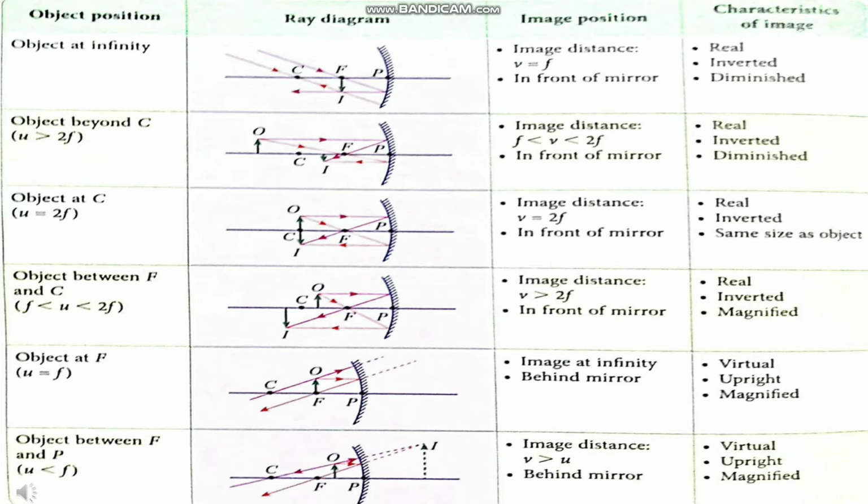Object at F, image at infinity. Object between F and P, image behind mirror, virtual, upright and magnified.